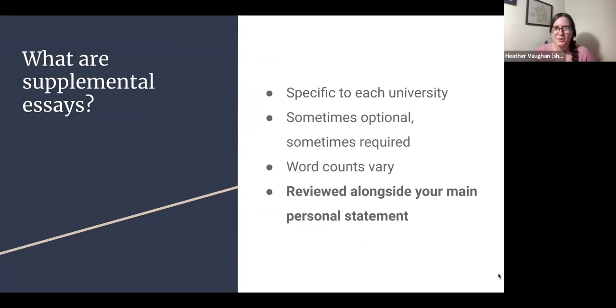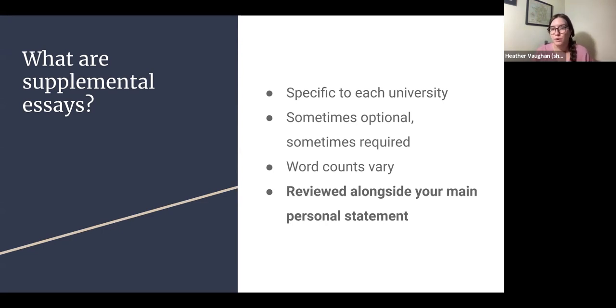All right, so starting with the basics, what are supplemental essays? These are essays that are separate from your main common application personal statement, or your main personal statement on whatever application platform you're using to apply to college, and they are submitted as part of the application. So when you submit a supplemental essay, it will be reviewed alongside the rest of the application. They are specific to each university. So when we look a little bit later at some of the prompts, you'll see that they are specific to the school that is asking for them.